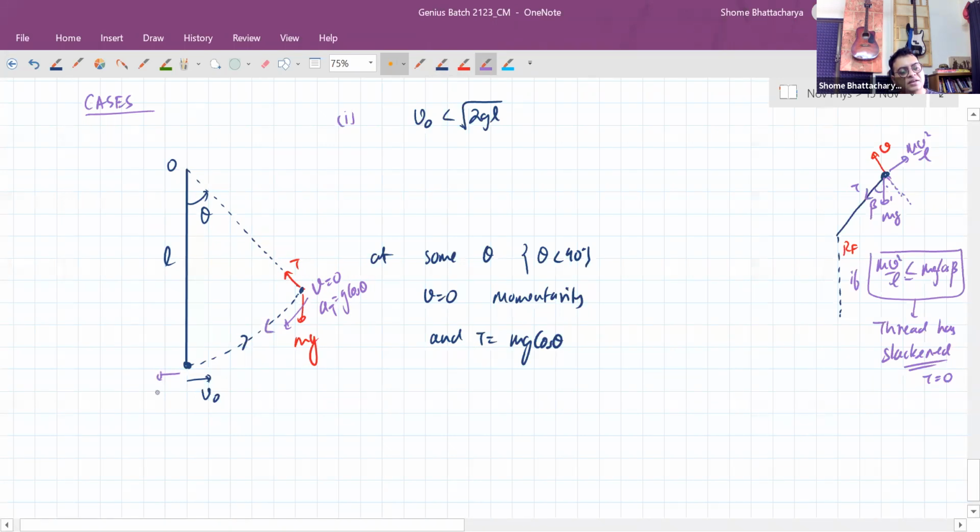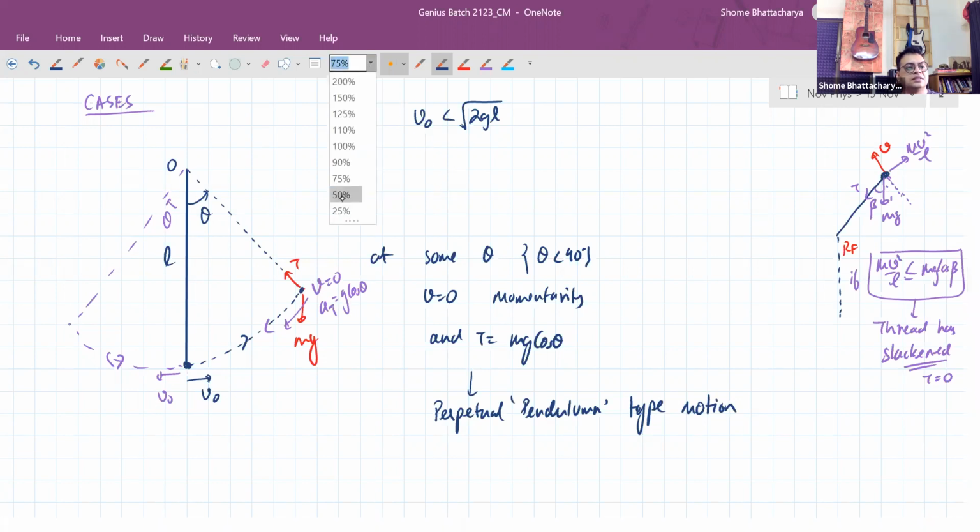On the return journey, it will again have the speed V naught, go to this position, symmetrical theta on the other side, and then return back. Assuming there's no air resistance and no friction at the hinge point O, this motion will continue forever. So it will be like a perpetual pendulum. But that is if V naught is less than root 2 GL.